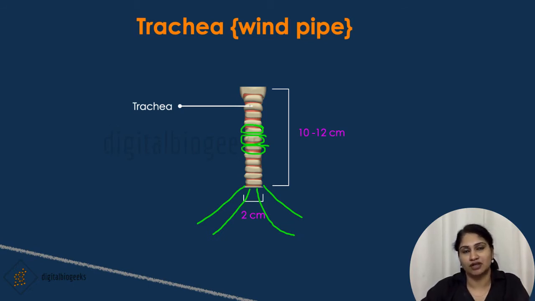There are two functions of the trachea. One, the cartilaginous rings help in keeping the air passages open all the time, and the mucosal lining will eliminate all the dust particles that are present in the inhaled air.